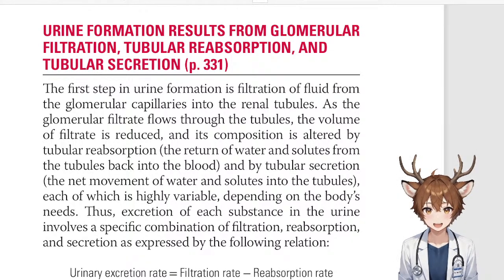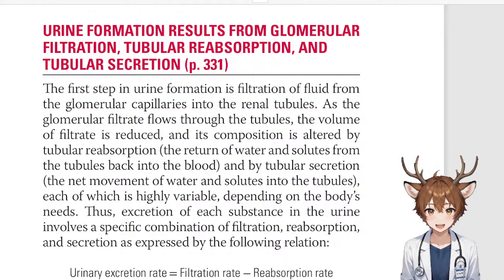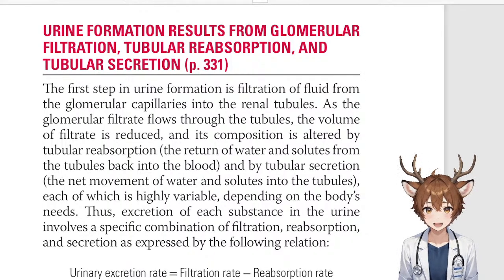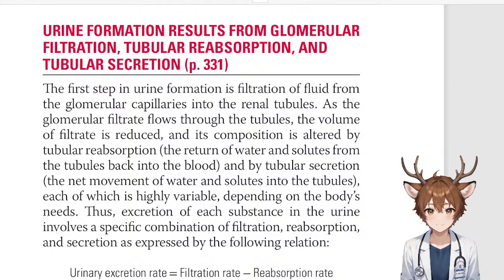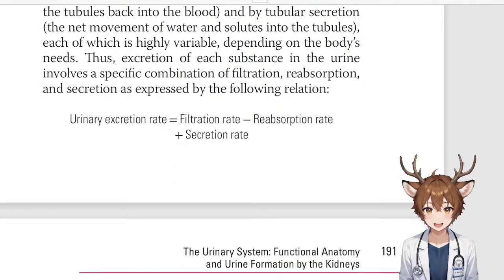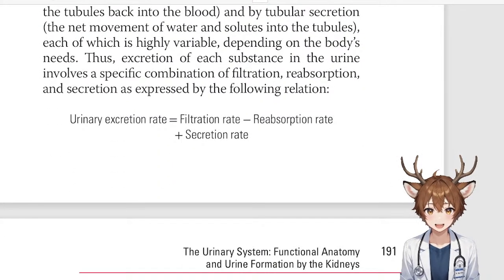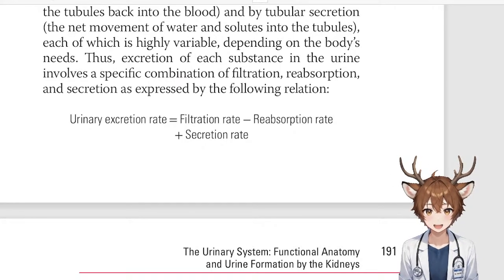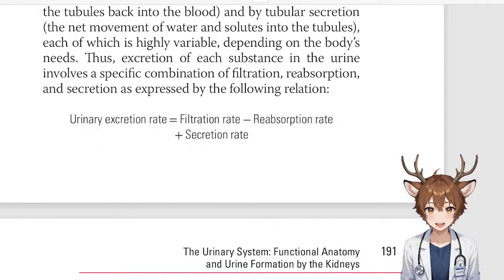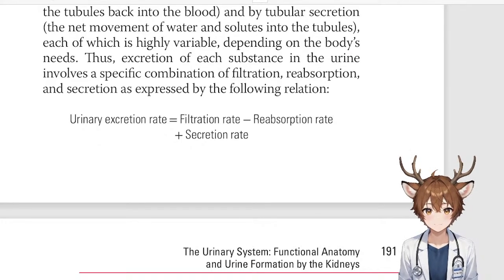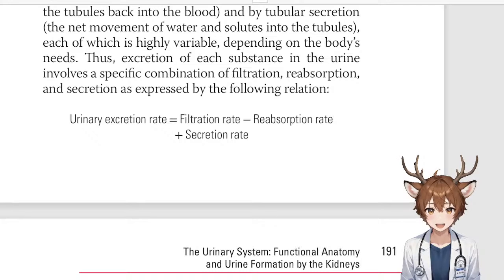Thus, excretion of each substance in the urine involves a specific combination of filtration, reabsorption, and secretion, expressed by the following relation. Urinary excretion rate equals the filtration rate minus the reabsorption rate plus secretion rate. So what they're saying is the amount that you're excreting is equivalent to how much you're filtering out plus how much you're secreting, but removing all the stuff that you actually reabsorb back into the body.